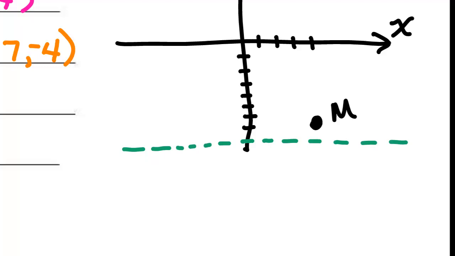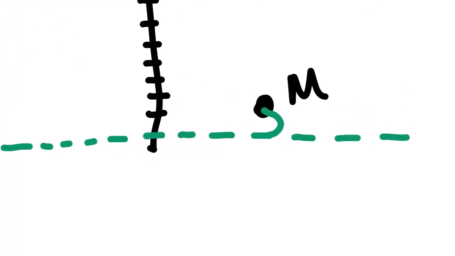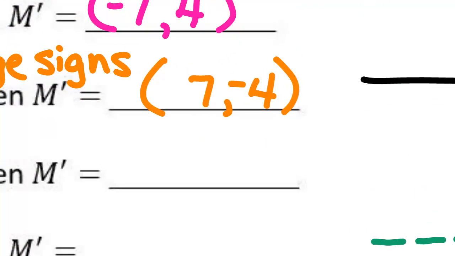How far away is point M from that line? Just 1 unit away. It's 1 unit above, so I want to go 1 unit below. M prime would come down here. If this is 4, -7, where's that point at? 4, -9.